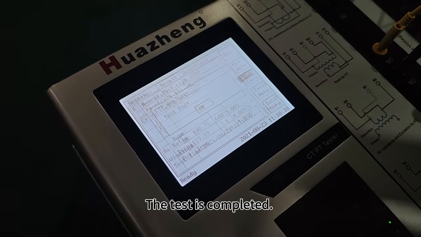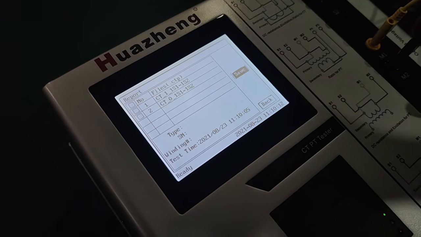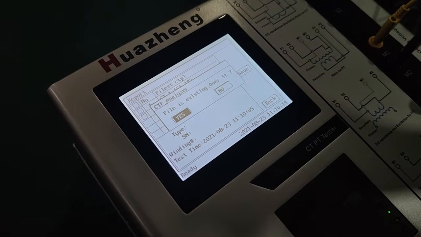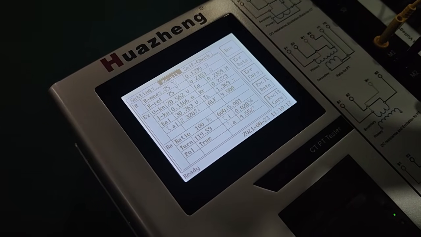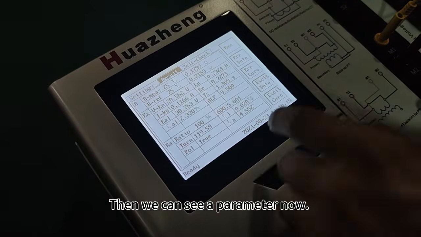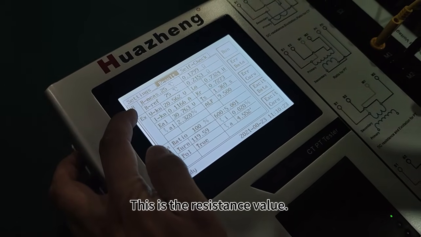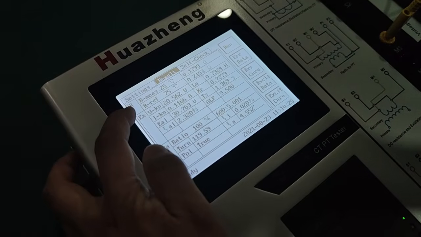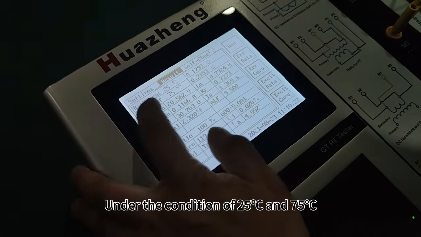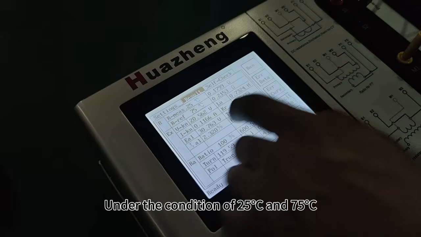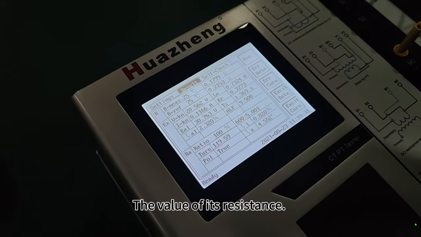The test is completed. Save it. Then we can see a parameter now. This is the resistance value. Under the condition of 25 degrees Celsius and 75 degrees Celsius, the value of its resistance.